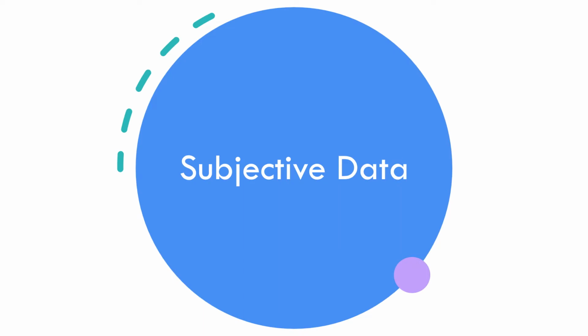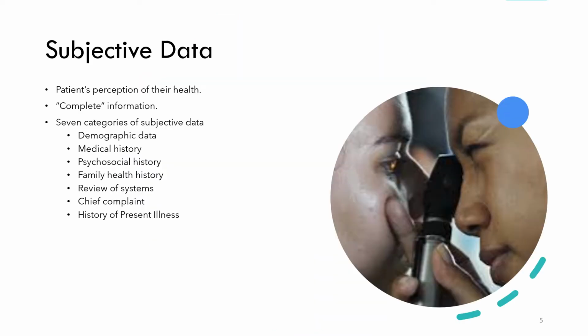Subjective data is information obtained through interviewing a patient. The subjective data is a patient's perception of their health. Obtaining accurate and complete information is crucial to providing good ophthalmic healthcare. It's important to remember that complete information does not mean all of the information that we're going to discuss here, but rather the appropriate information regarding the circumstances of a particular patient encounter.